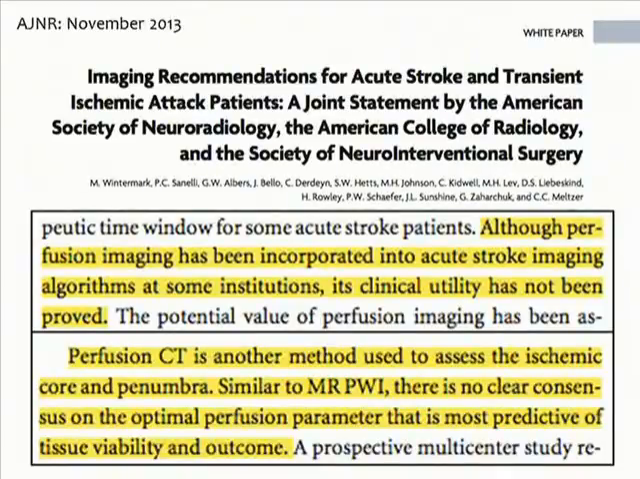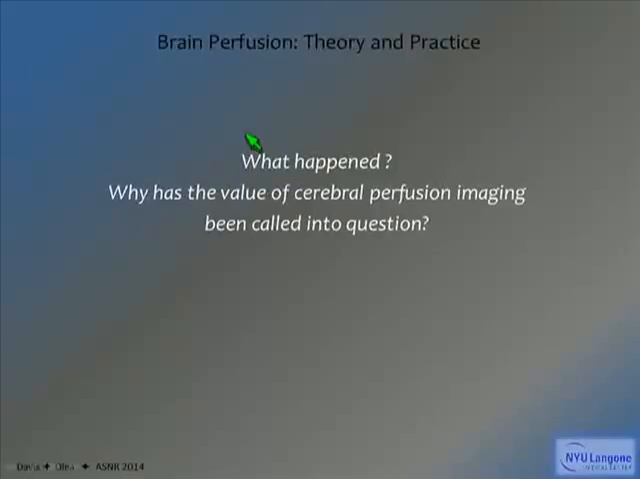perfusion CT is another method used to assess ischemic core and penumbra. Similar to perfusion MR, there is no clear consensus on the optimal perfusion parameter that is most predictive of tissue viability and outcome. So the question is, what happened in 8 years?